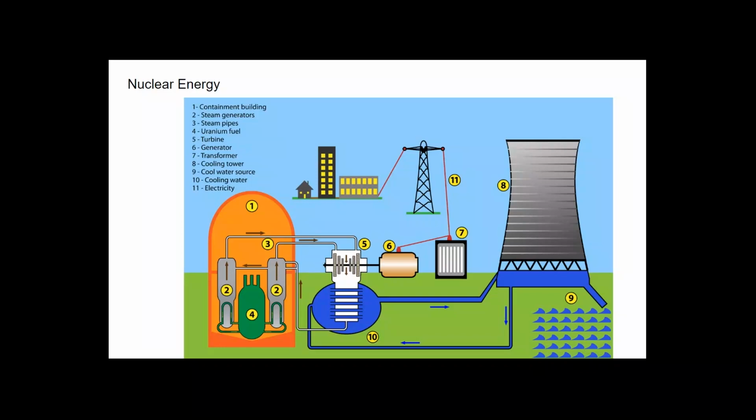The electricity goes to an up transformer. So 7 really is an up transformer, which increases the voltage of the electricity so it can be carried by high voltage power lines, which is here. And in fact, before going to buildings and so on, you need a down transformer, which lowers the voltage to safe levels.